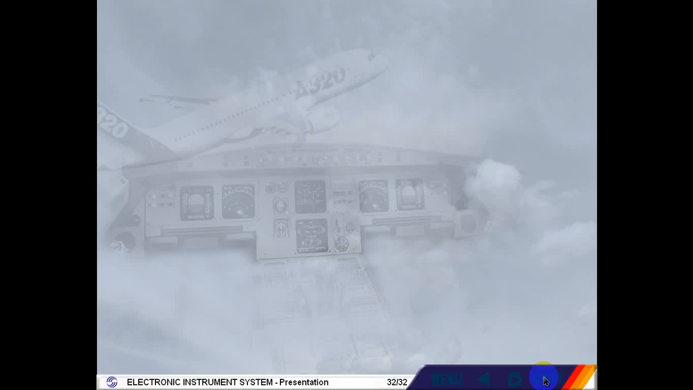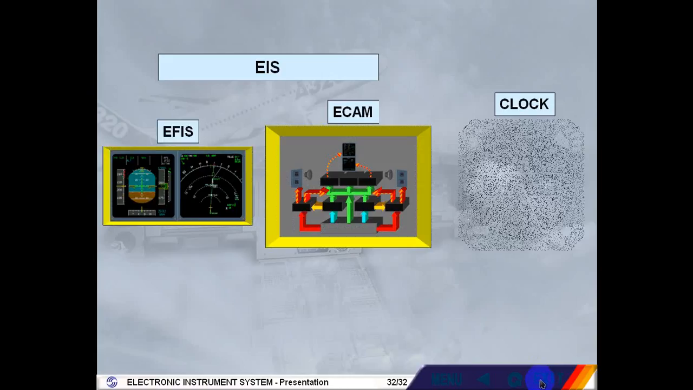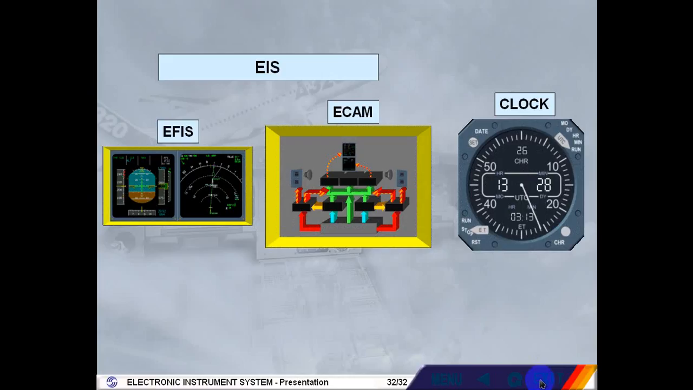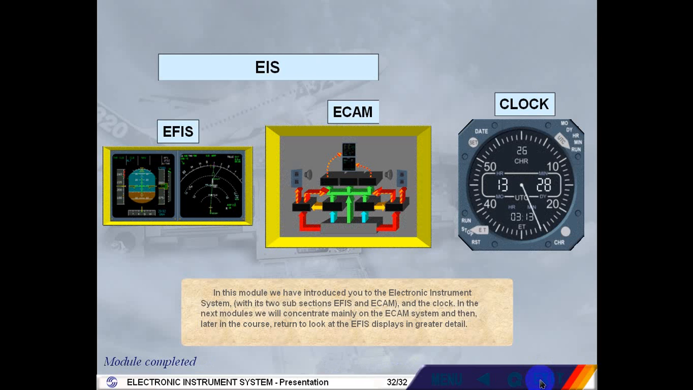In this module, we have introduced you to the electronic instrument system, with its two subsections, EFIS and ecam, and the clock. In the next modules, we will concentrate mainly on the ecam system, and then, later in the course, return to look at the EFIS displays in greater detail.